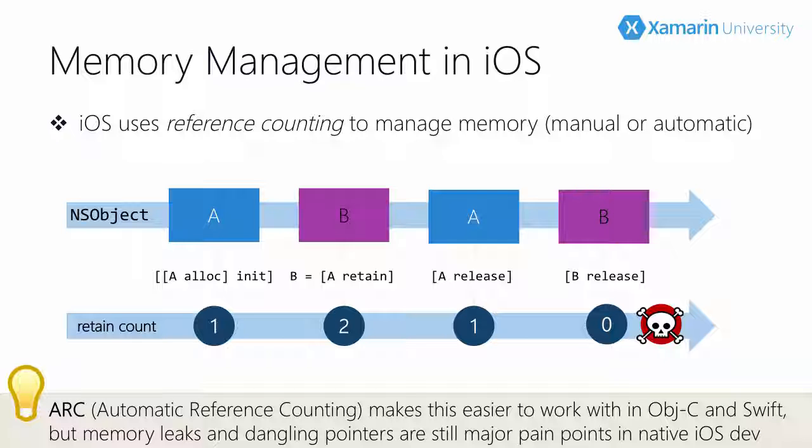However, even with some of the automatic reference counting that's built into the compiler, this can still cause dangling pointers and memory leaks within our applications. And so it's not a fix-all for our application. It's still an issue for Objective-C developers today when they're trying to manage their objects and manage their memory.